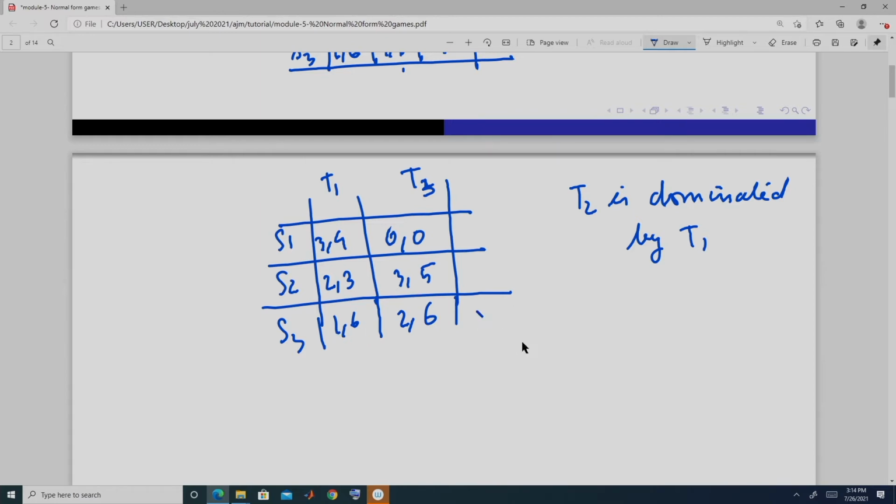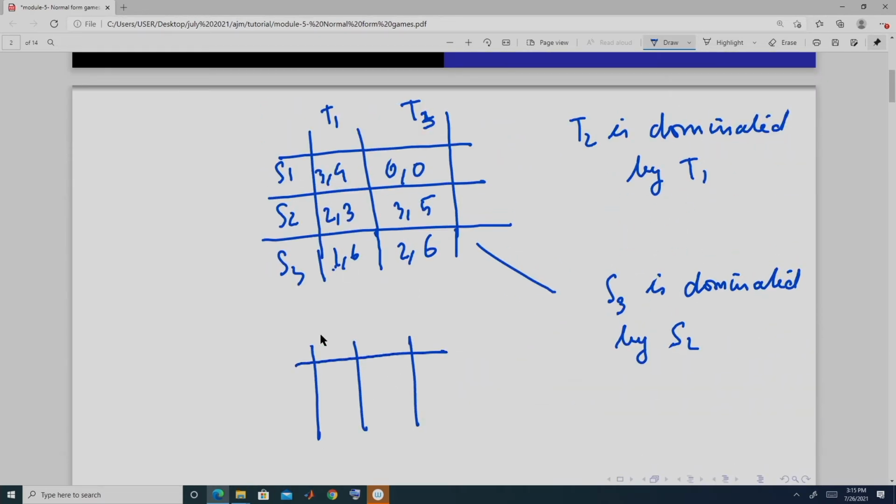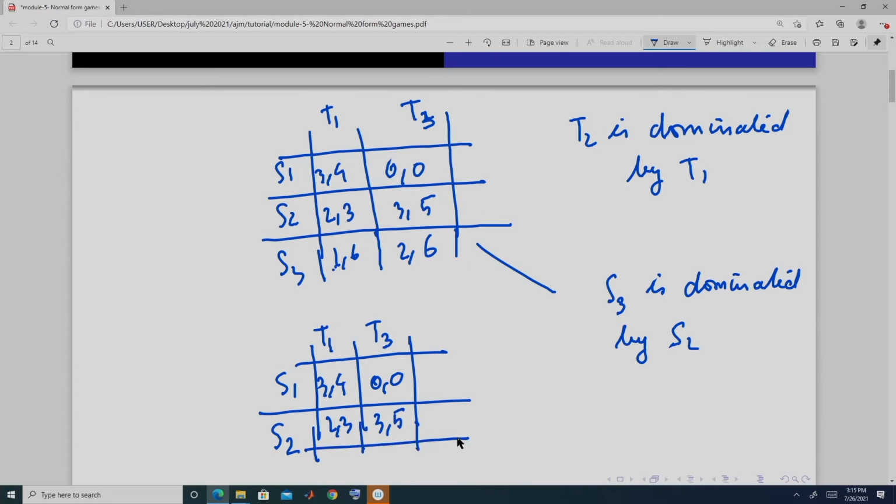So, here again S2 dominates S3. S3 is dominated by S2. So, we are left with T1, T3, S1, S2, 3, 4, 0, 0, 2, 3, 3, 5. Okay? Now, here 4 is greater than 0, but 5 is greater than 3.